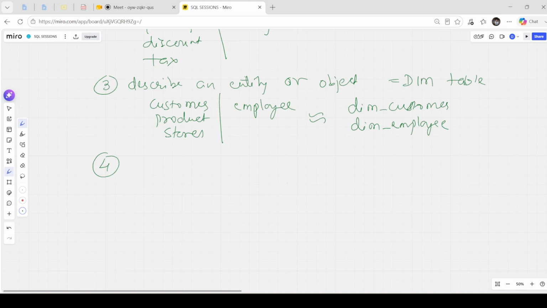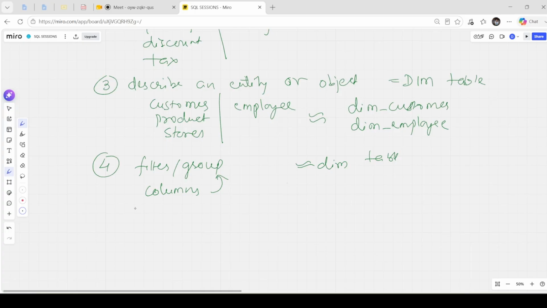Okay, then the next thing is, will the user be able to filter or group? So if you want to group and filter, those tables will actually be dimension tables. It means if there are columns which are used for grouping, then it's going to be a dim table. We know this already, right?